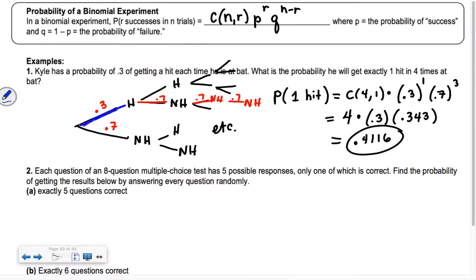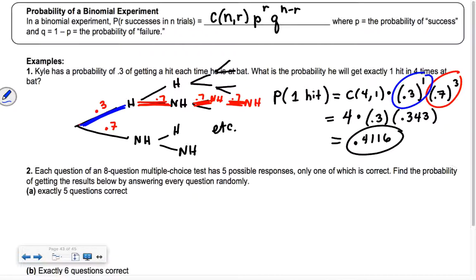It's like saying if you had 1 route that had a hit, and then you had 3 routes that had no hit, the 3 was here, and the 1 was here. So the probability of getting a hit was 0.3, and the probability of not getting a hit was 0.7. So you have that 0.7 3 times.